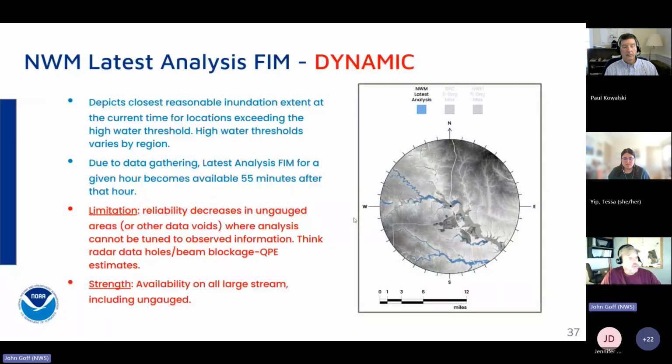And the last one is the National Water Model Latest Analysis FIM. This depicts reasonable inundation extent at the current time. It's run hourly, so you get hourly output for everywhere, from the water model. There is a latency because they're running it for everywhere, so it's about an hour late. If it runs at the top of the hour, you're only going to get it about an hour later.